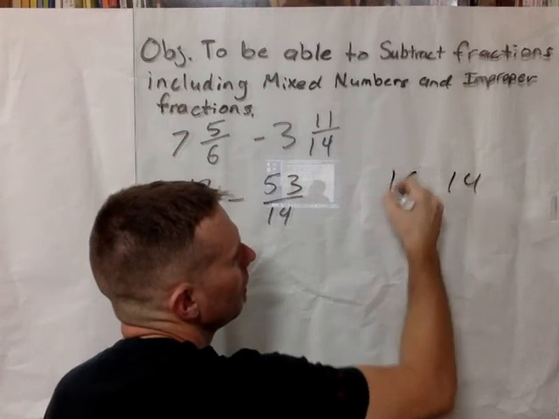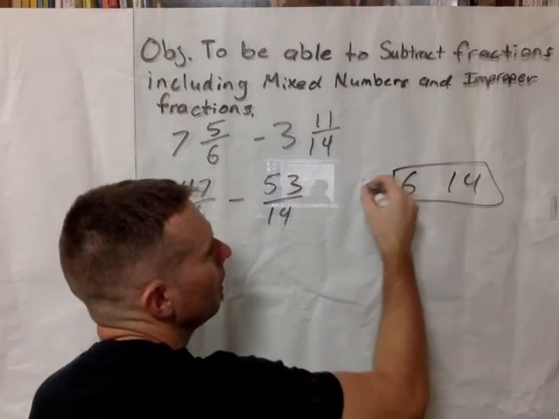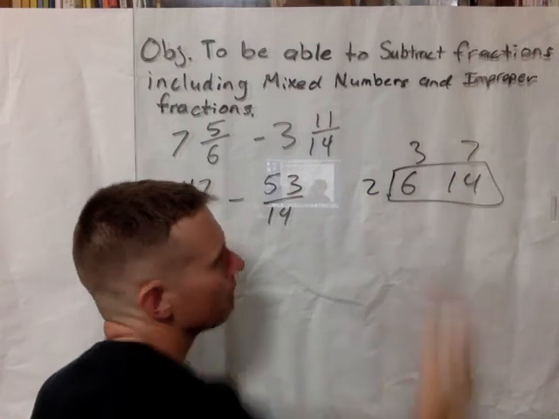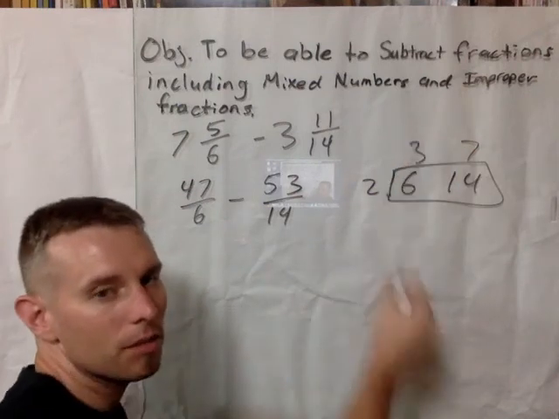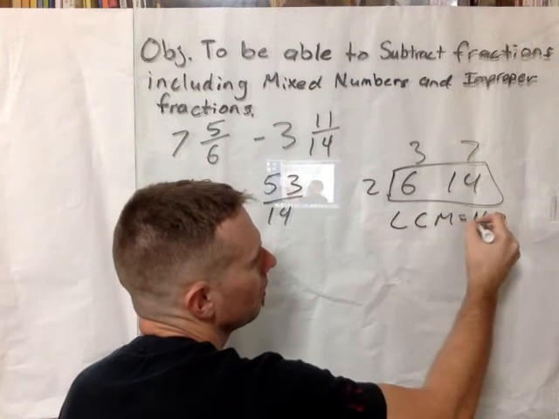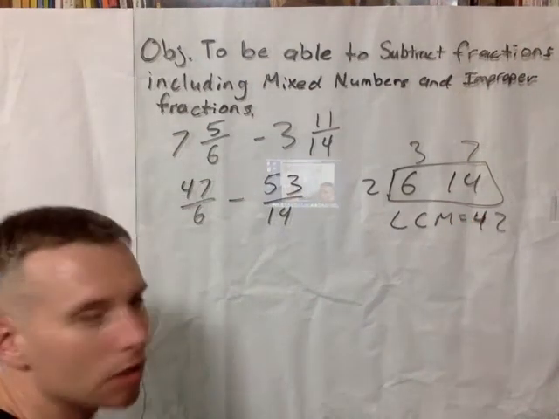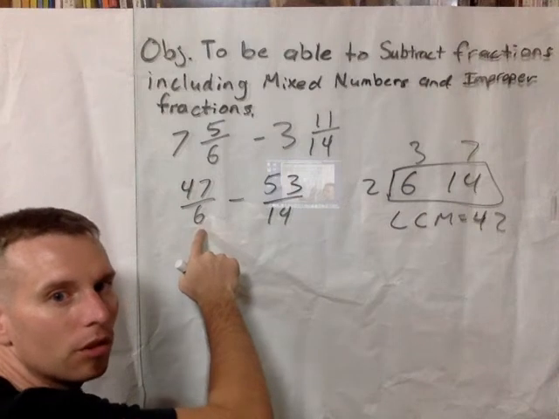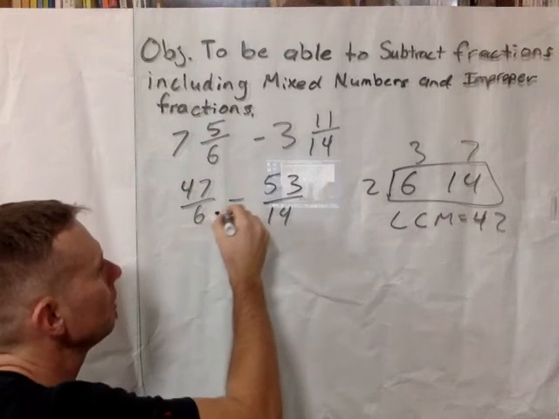Now, we could find the least common multiple of these by using the cake method over here. 6 and 14. I think you can pull out a 2. You're left with 3 and 7. And then 2 times 3 times 7. The least common multiple equals 42. So in order to get this denominator to be 42, we'll multiply the top and the bottom by 6.